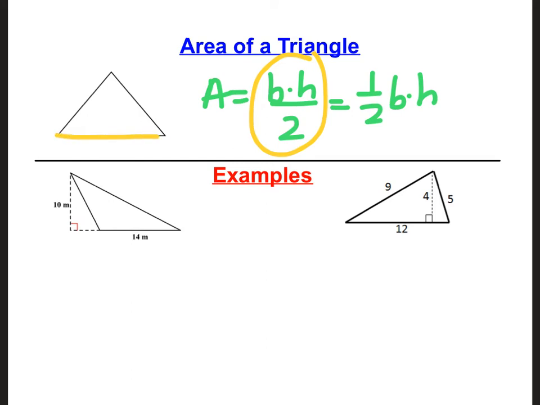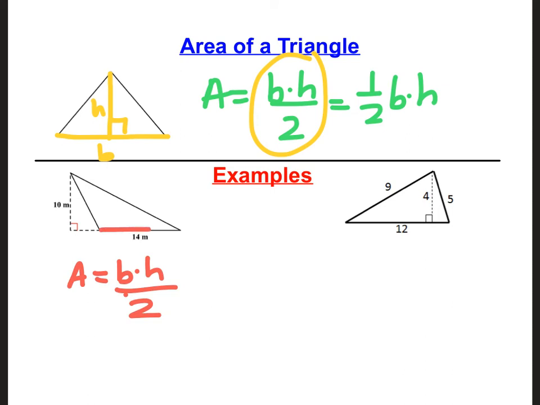In my picture, maybe this side is my base, and then the line going from the top vertex to the bottom, it's perpendicular, would be my height. Your height can be inside your triangle. It can also be outside. You'll see an example of that below. So underneath this one, again, we're going to do area equals base times height divided by 2.